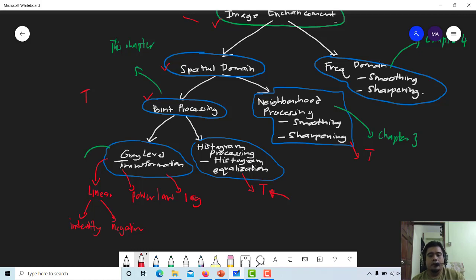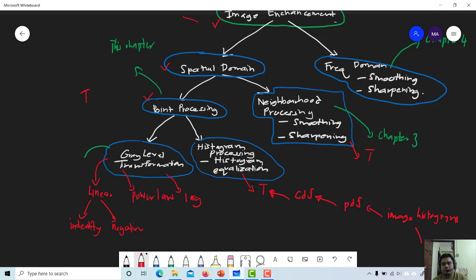Why do I say it is an adaptive transformation function? Because later, in the histogram equalization process, the transformation function depends on what we call the CDF, the cumulative distribution function. This cumulative distribution function comes from your PDF, the probability distribution function, and this probability distribution function comes from the image histogram. The image histogram is generated from the image itself.